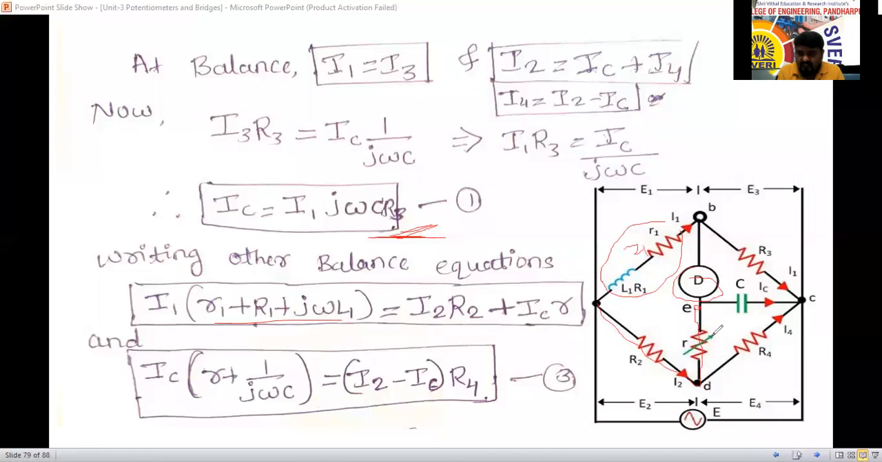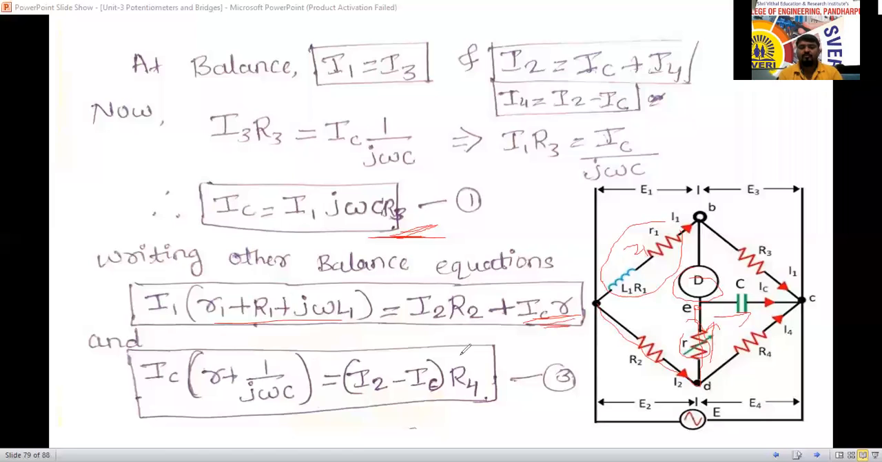Which current is flowing here upside? IC is flowing, no? The same current will flow here in the R also. So IC into R here. We can write like this. So this is one condition. Another condition: this voltage drop across this equal to voltage drop across this one here now. So we can write I1 into R1 plus j omega L1 equal to I2 R2 plus IC R. Is it clear? I2 R2 plus IC R. Is it clear? Yes, sir.